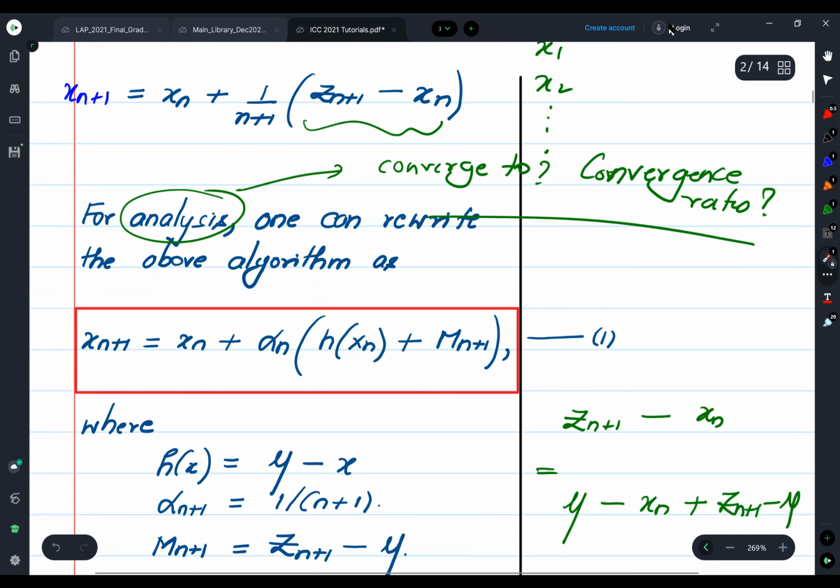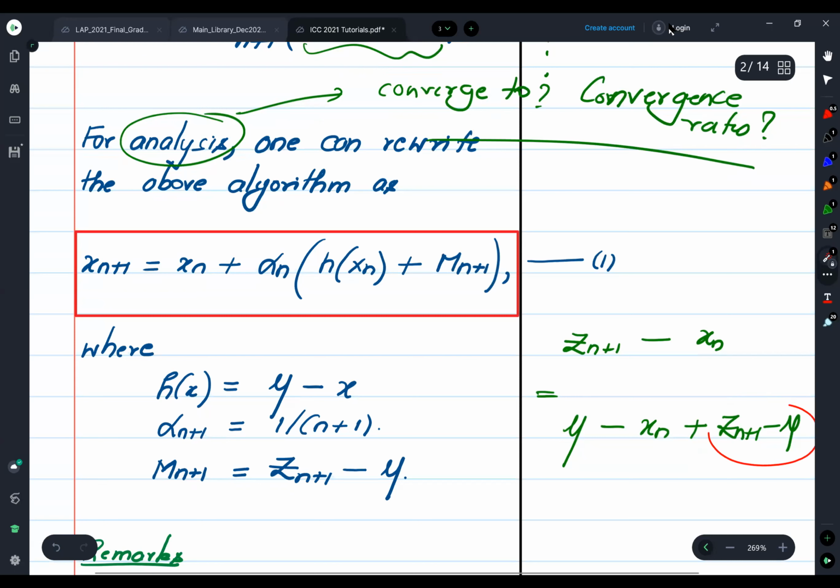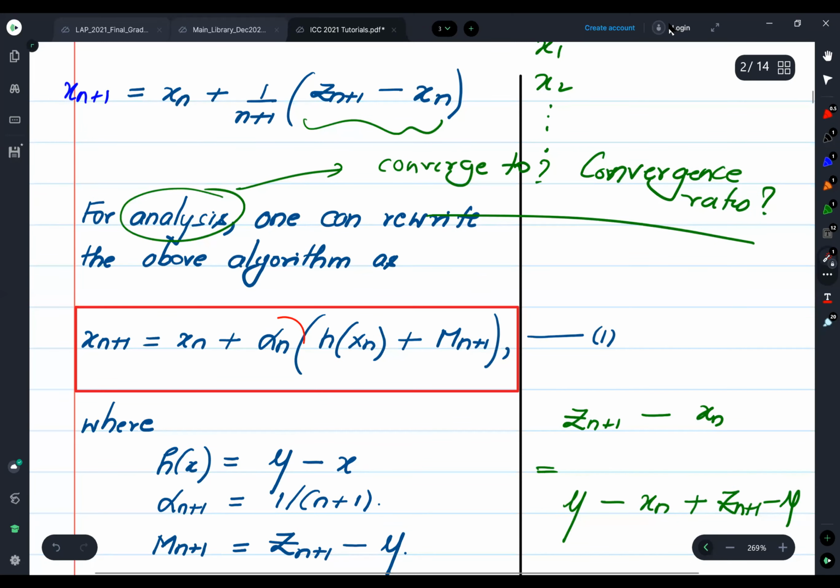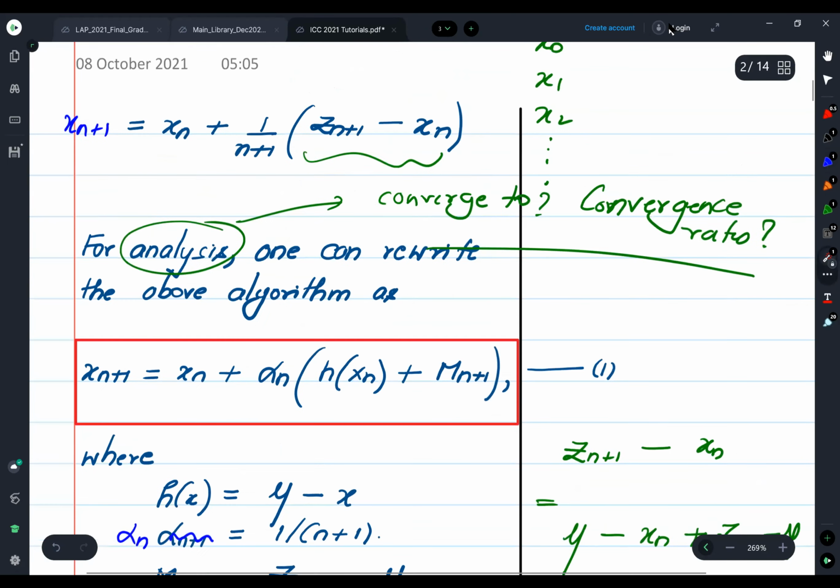And I use some special notations. h of Xn is basically the first part. In other words, I define this function h so that its value at x is mu minus x, and this Mn plus 1 is the second part over here, which is Zn plus 1 minus mu. And earlier I had 1 over n plus 1. Instead of writing it as 1 over n plus 1, I will use this notation alpha n, which will stand for 1 over n plus 1. There is a short typo over here, so this is alpha n. So far nothing sophisticated has happened.